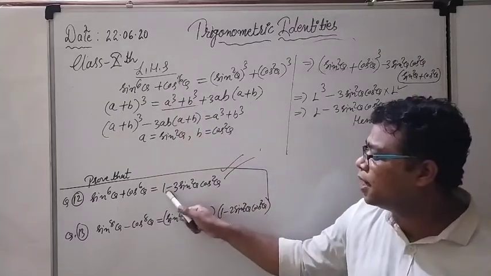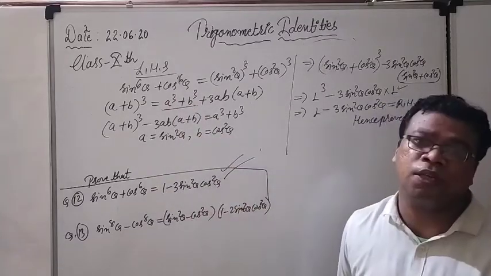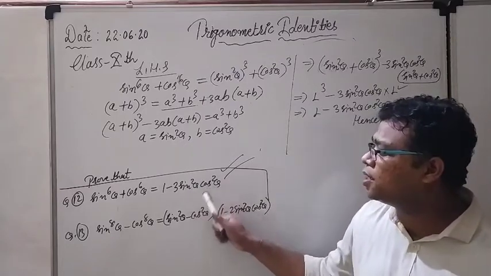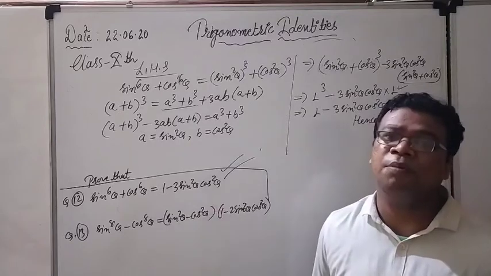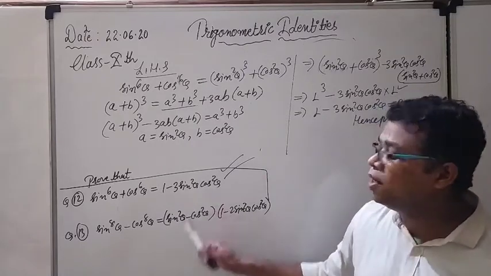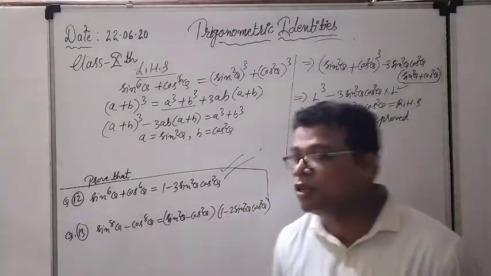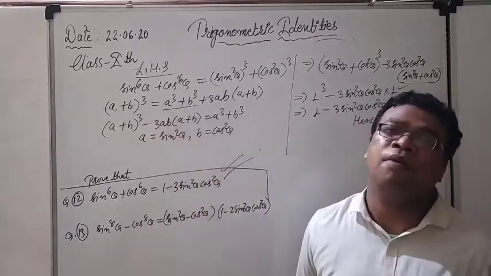What is there in the right hand side? 1 minus 3 sin square theta cos square theta. Anyhow, I can understand it is 1 minus 3ab, wherever a will work as sin square theta and b will work as cos square theta. So in which particular formula is 3ab coming? That is none other than (a plus b) power 3.